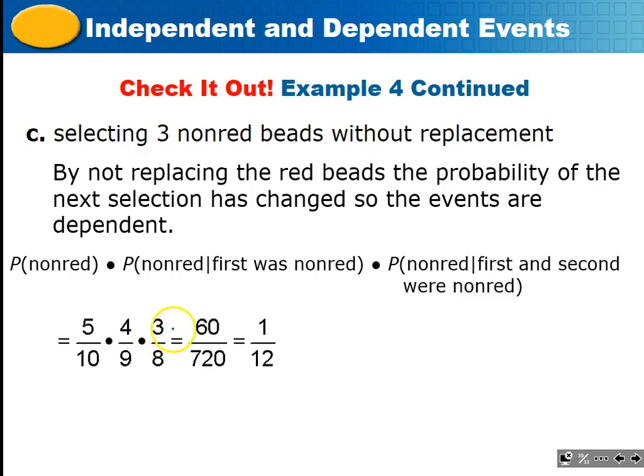Again, multiply across the top. 5 times 4 is 20, times 3 is 60. 10 times 9 is 90, times 8 is 720. 60 goes into 720 12 times, so that reduces to be 1 over 12.